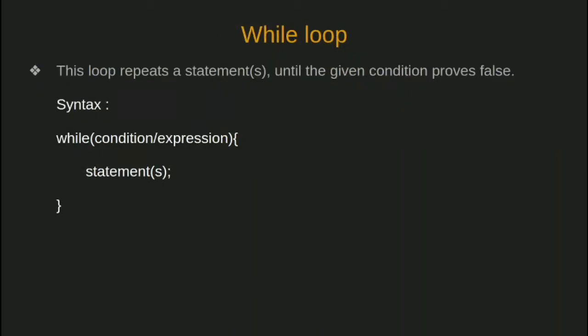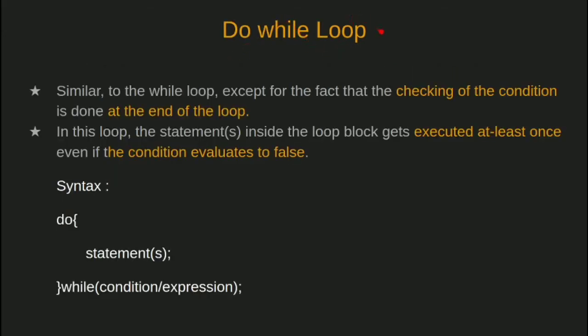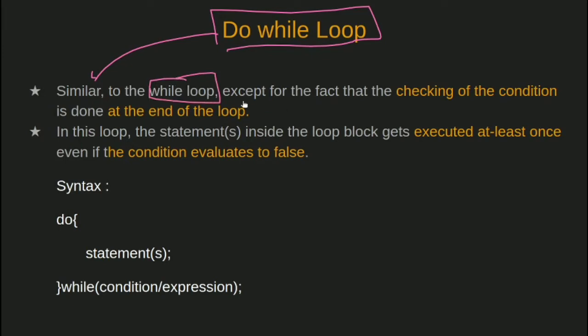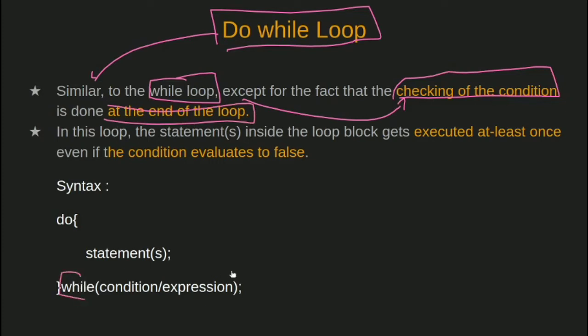Now that we know what a while loop is and how it works, let us now discuss the other variety of the loop, and that is our do while loop. This do while loop is very similar to our while loop which we have already seen, except for the fact that the checking of the condition is carried out at the end of the loop, as you can see over here. Unlike the while loop which has the condition in the beginning, our do while loop has the condition at the end.